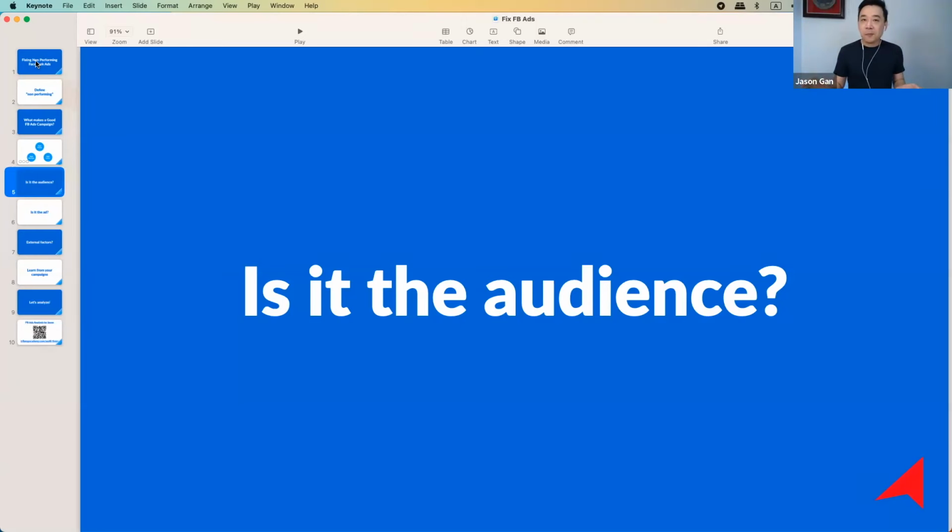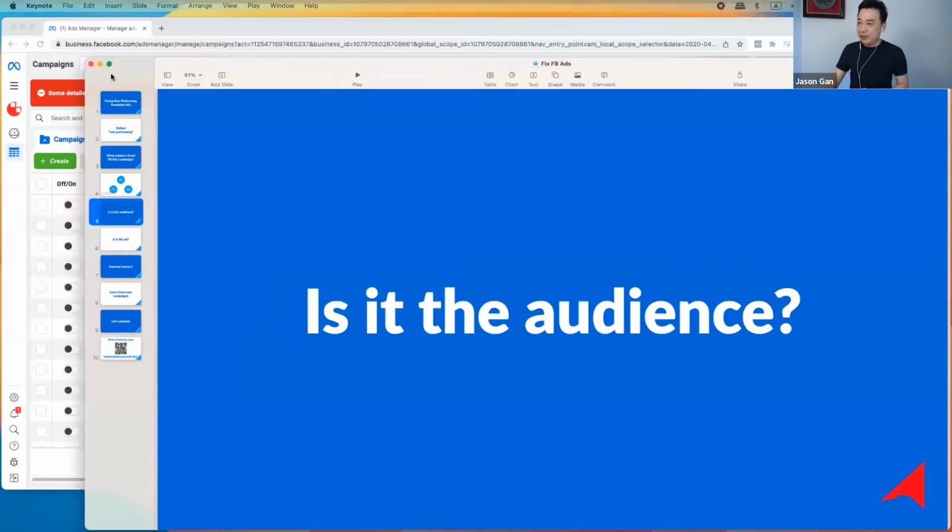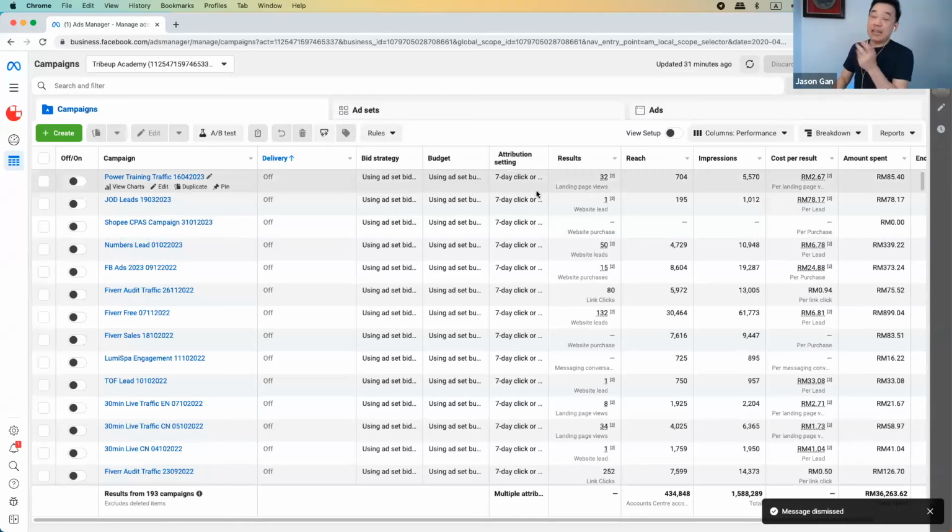But like I said, Facebook advertising is not a gamble. We are not gambling. Although there are certain elements of uncertainty, we want to make informed decisions. That's why it's very important for us to learn how to analyze. So when it comes to this question, whether it is because of the audience, what are the metrics that we should be looking at? But let's come back to this, the ads manager.